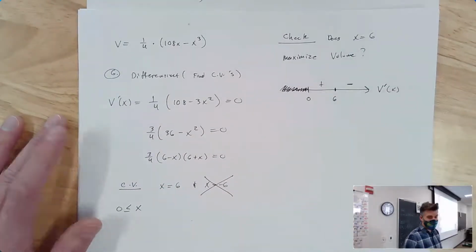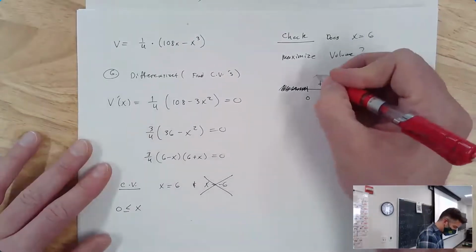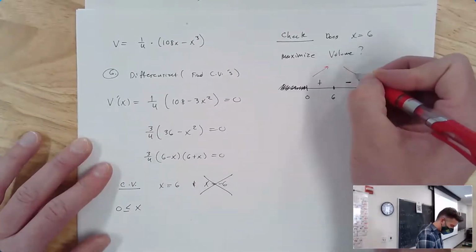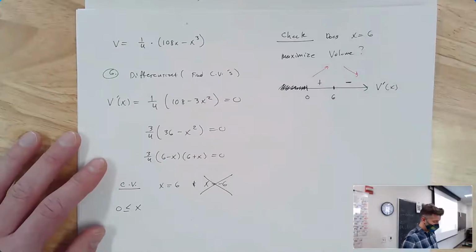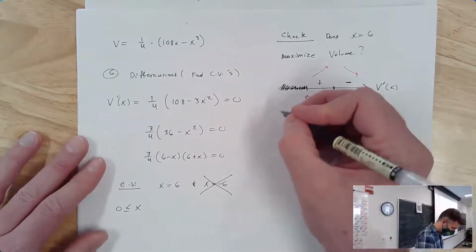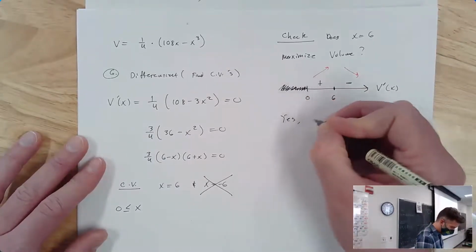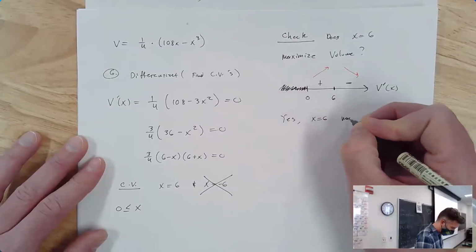So the function definitely is increasing to the left of 6, decreasing to the right of 6. So we definitely do have a maximum. So yes, x equals 6 maximizes the volume.